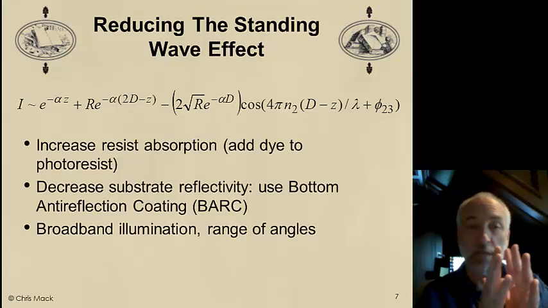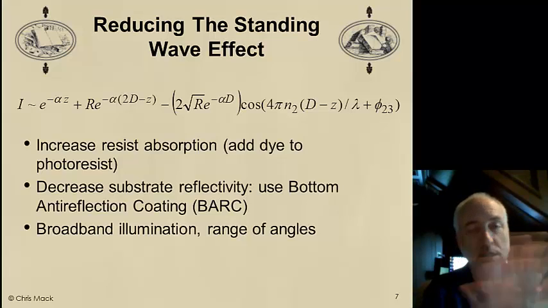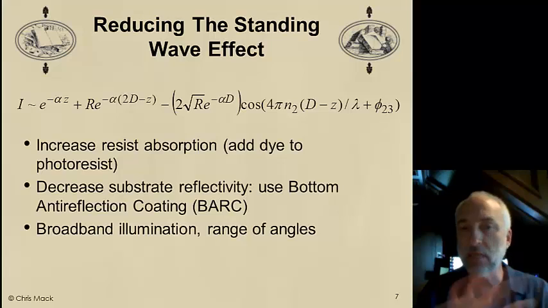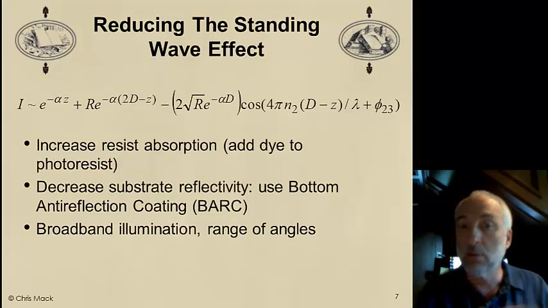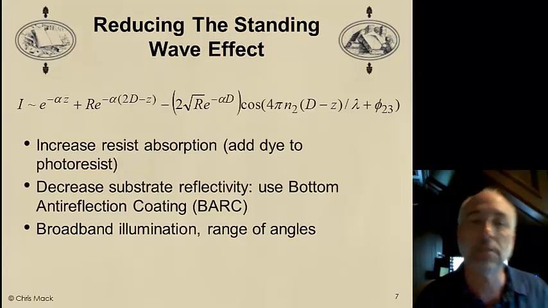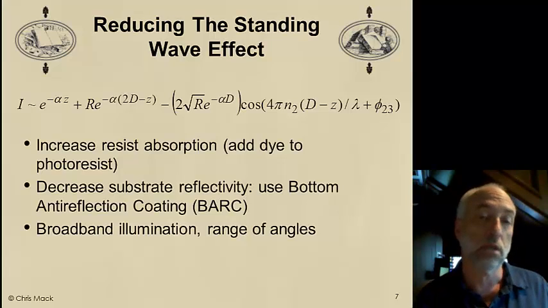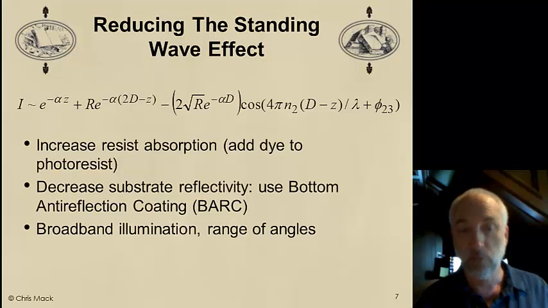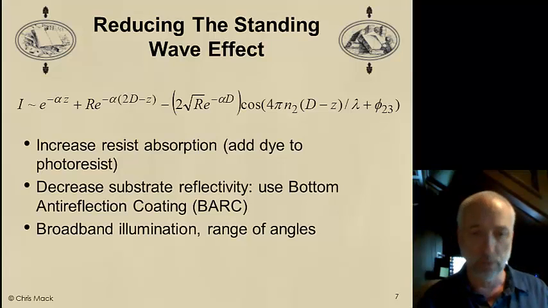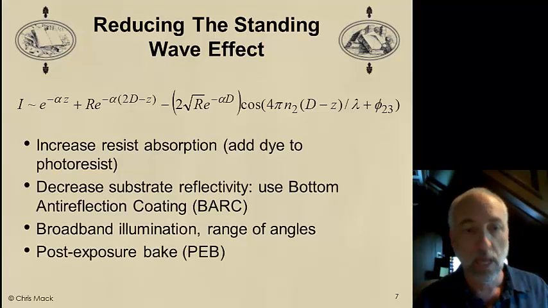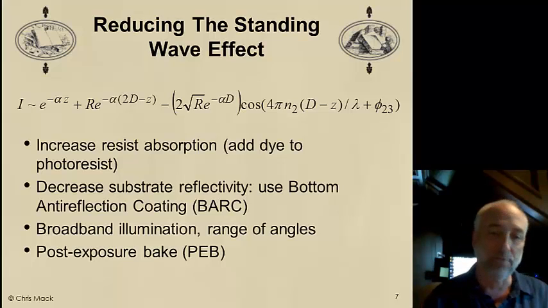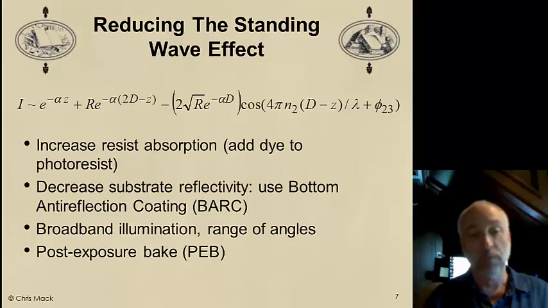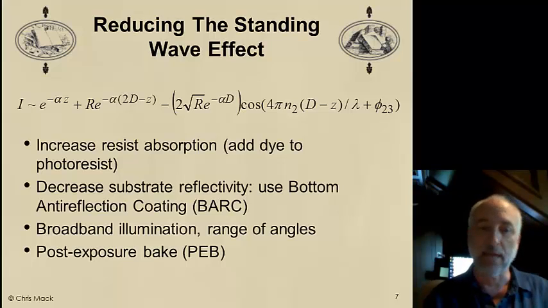A range of periods means my sinusoidal positions of the peaks and the valleys don't match up. And if I superimpose a bunch of sinusoids at different periods, they tend to cancel out the variations. So broadband illumination has reduced swing curves, or excuse me, standing waves. And finally, I could try to smooth out the standing waves after the fact with something called a post-exposure bake. I'll talk about that next.